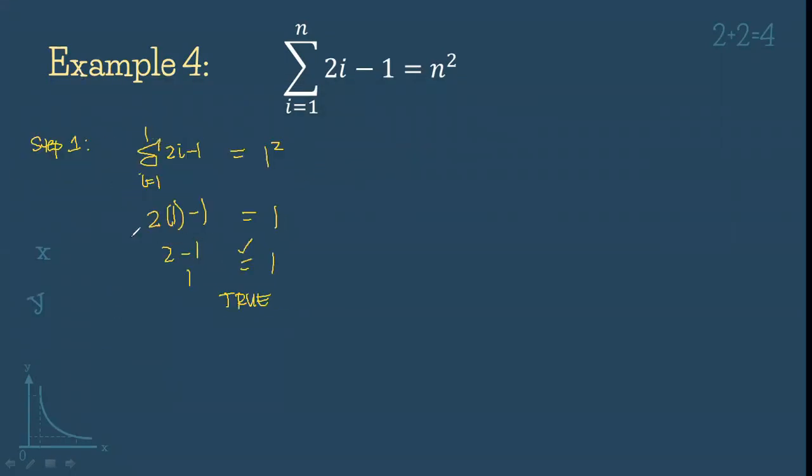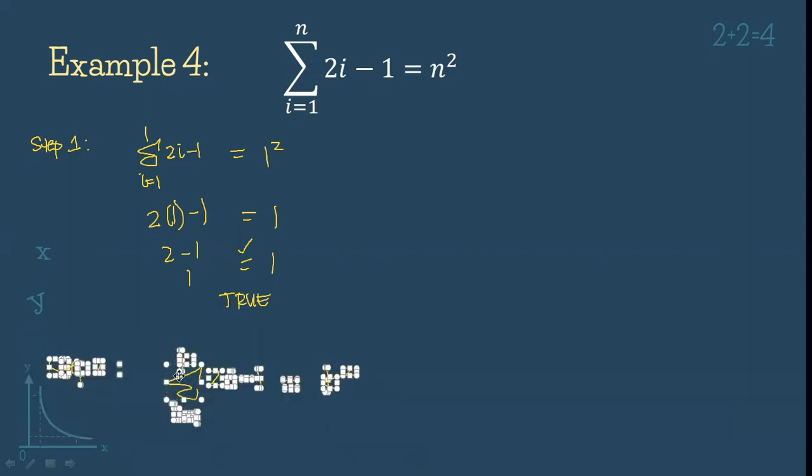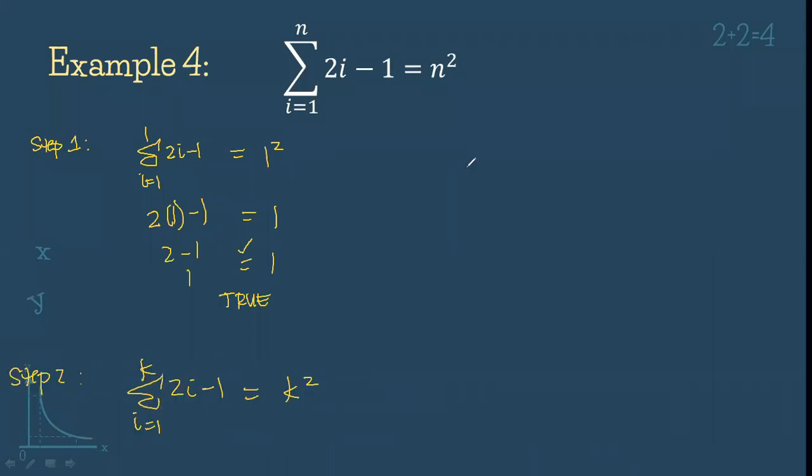On our step number 2, we will change all of the n to k. So step number 2, we will have the summation of 2i minus 1 as i moves from 1 to k is equal to k squared. So mamaya lang po natin yan magagamit. Let's proceed now to number 3.